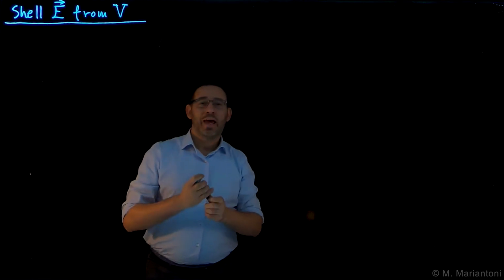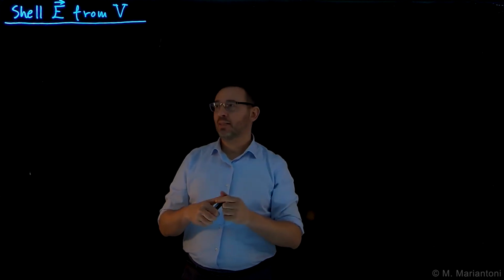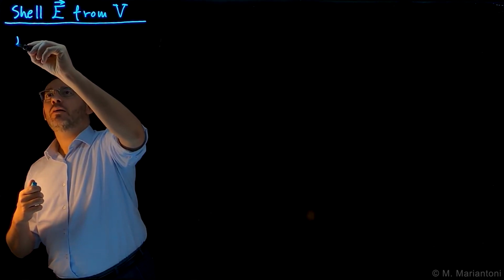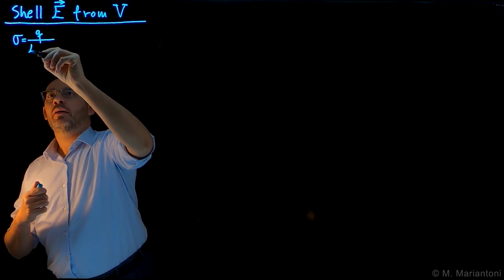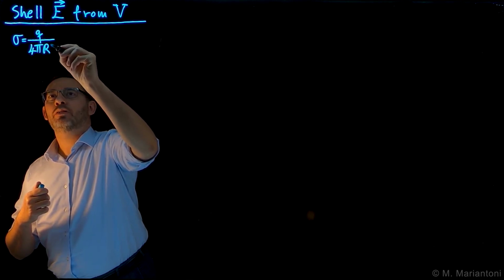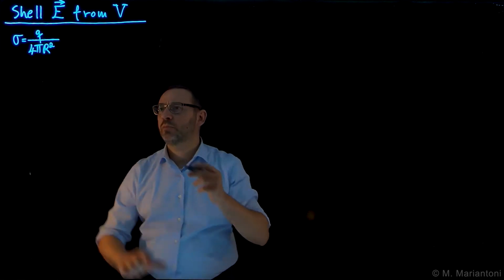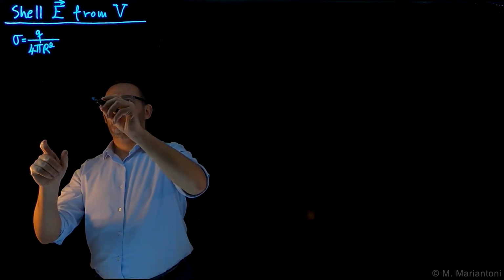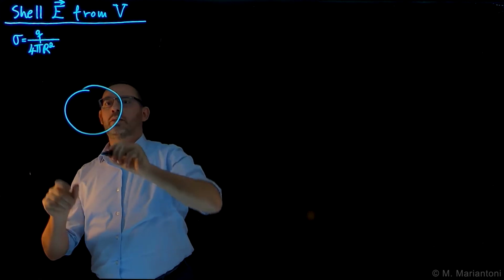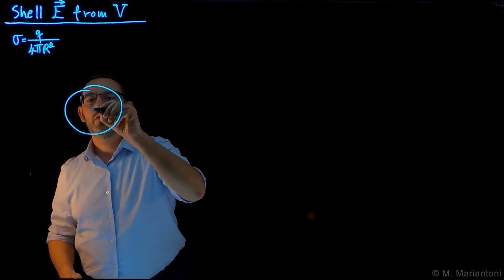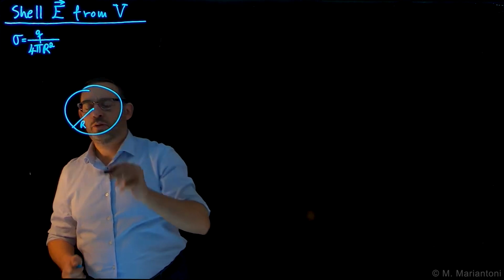Let us consider a charged shell with a surface charge distribution with constant density small sigma, equal to the total charge divided by the surface area, which is 4 pi capital R square, if the radius of the shell is capital R. Let us sketch this shell here. This is our shell charge. The center is right here. And this is the radius capital R.